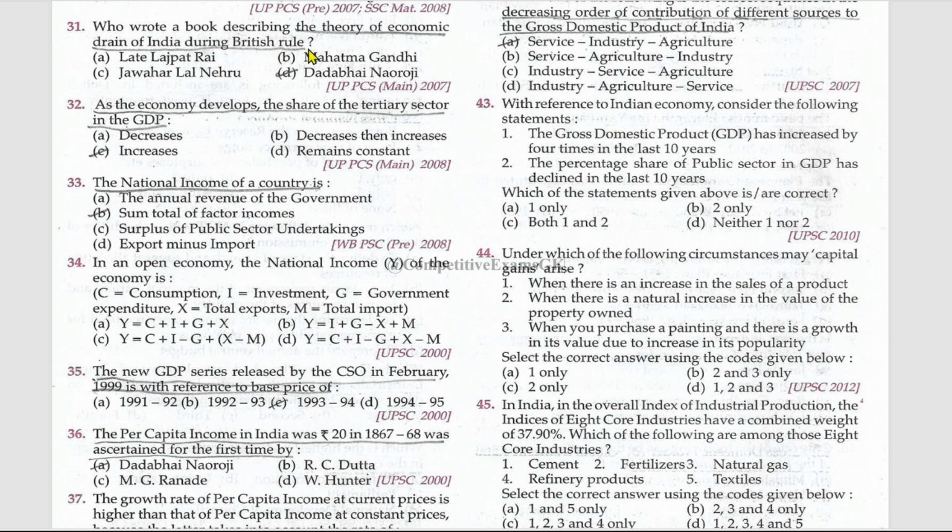Who wrote a book describing the theory of economic drain of India during British rule? Dadabhai Naoroji. This is the book that was written by Dadabhai Naoroji. I just asked the question. As the economy develops, the share of the tertiary sector in the GDP increases. The national income of a country is the sum total of factor incomes.